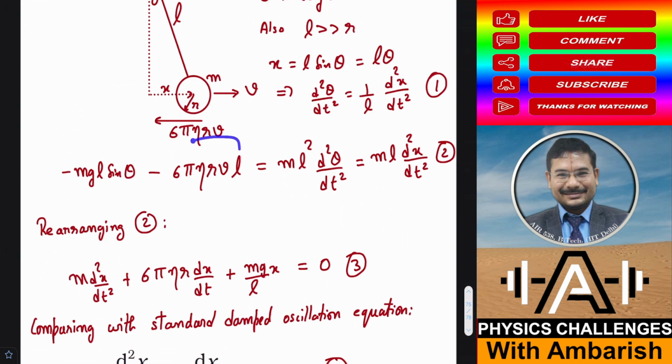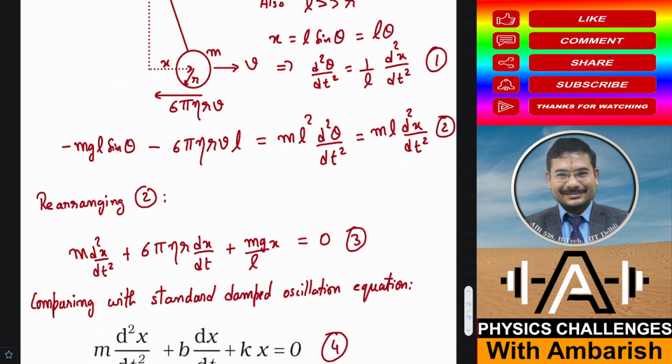And this term, if you take to the right hand side, this becomes 6 pi eta r, and v can be written as dx by dt. So that's what I've written, 6 pi eta r dx by dt. And then you know that L sine theta is x, and I have divided the whole thing by L, so this becomes x by L, right? So mg into x by L is equal to 0. This is the differential equation I get for the system.